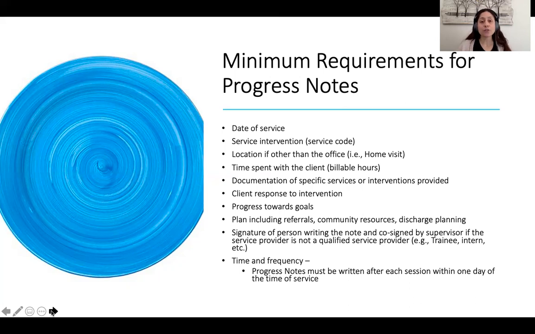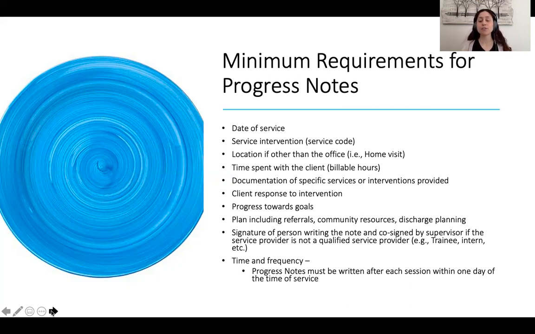The location in which the services were provided. Was it at the office? Was it at home, in the community, telehealth, and so on. The time spent with the client, which is considered the amount of billable hours. How much time were you with them? Usually in minutes. A typical session is going to be between 50 and 60 minutes.